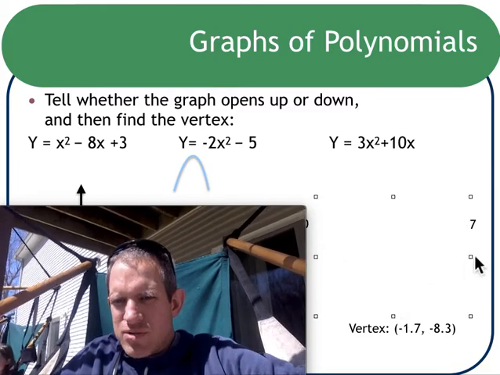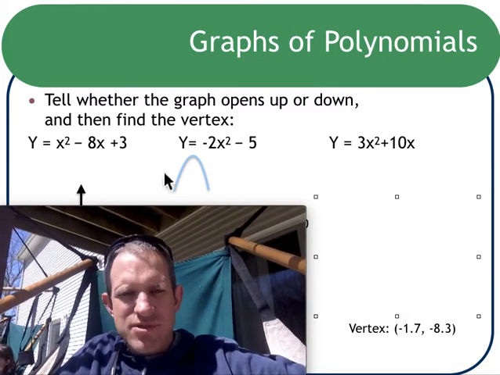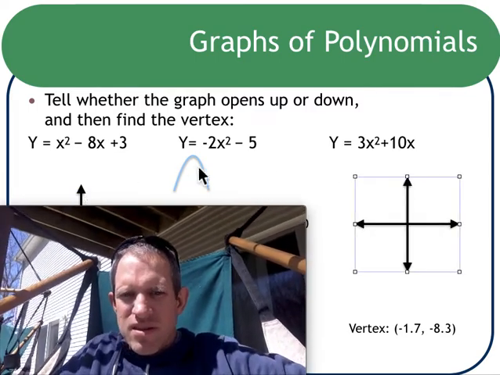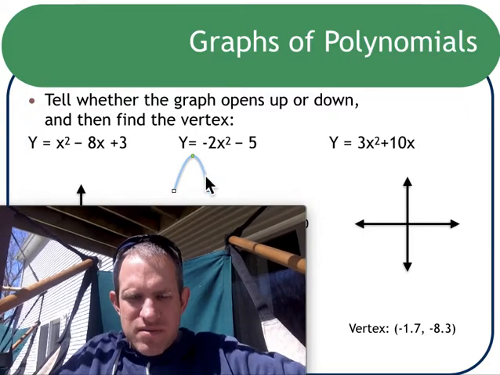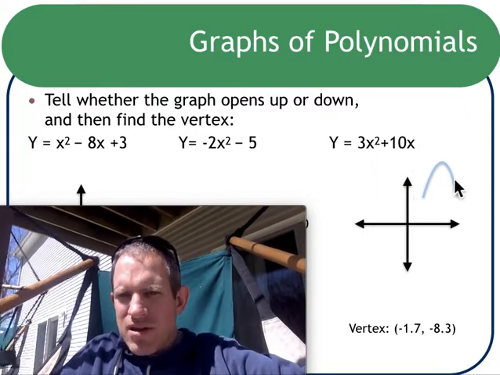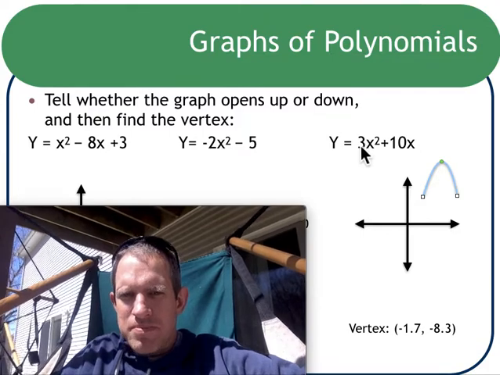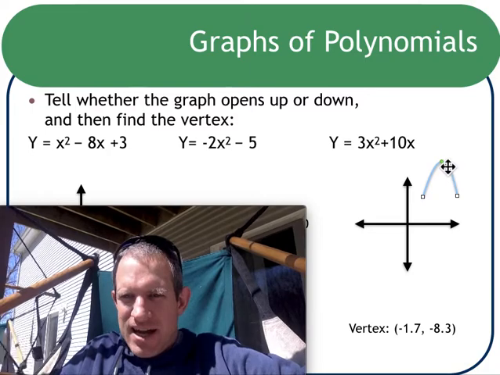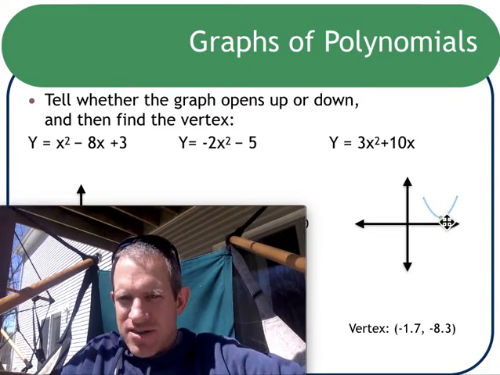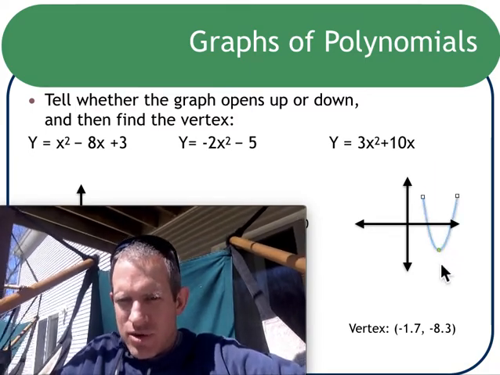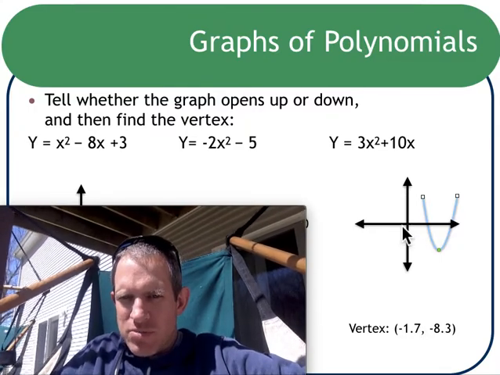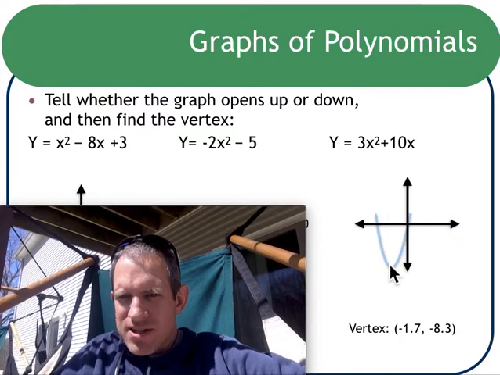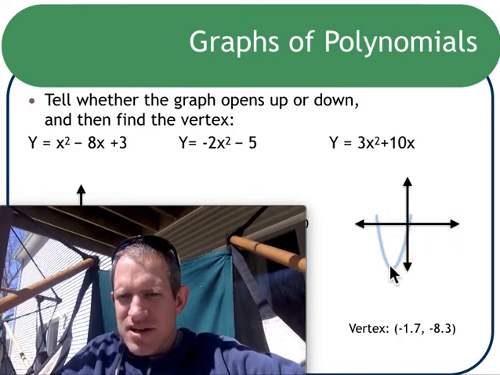If we want to make a graph of this, give this a shot again, see if we can make it work. The graph is definitely one that opens up because it's got a positive a, and so it's happy. Now I'm just going to try to drag this to about the right location. So negative 1.7 would be backwards a bit, and negative 8.3 would be down a bit. And so I would expect a graph that looks something kind of like this.